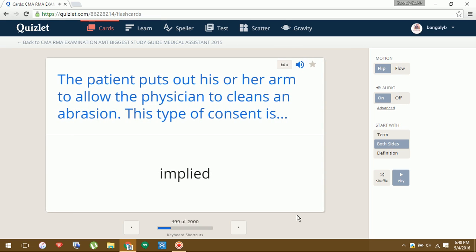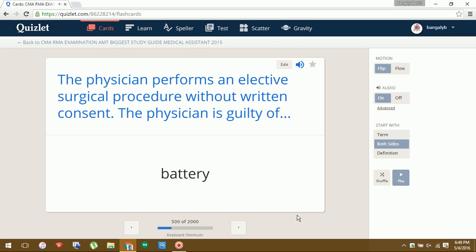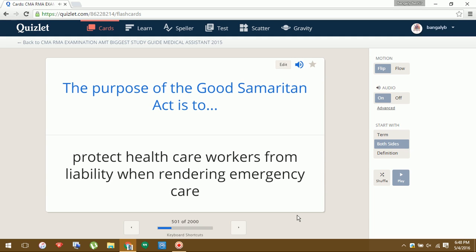The patient puts out his or her arm to allow the physician to cleanse an abrasion. This type of consent is implied. The physician performs an elective surgical procedure without written consent. The physician is guilty of battery. The purpose of the Good Samaritan Act is to protect healthcare workers from liability when rendering emergency care.